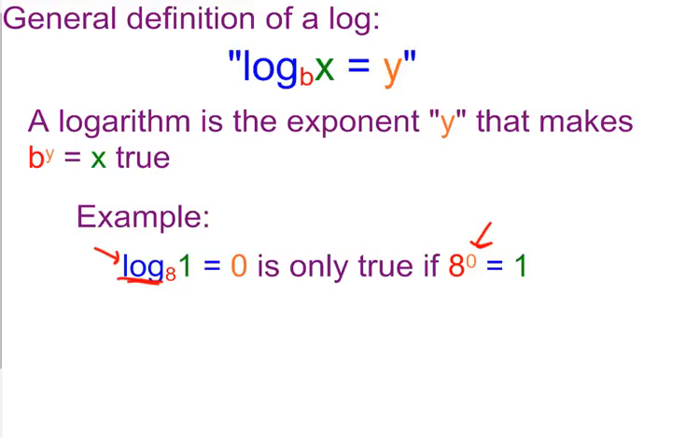I would take 8 to the 0 equals 1. Does 8 to the 0 equal 1? Well, anything to the 0 equals 1, right? So that's true. So these are the two different forms, logarithmic and exponential.